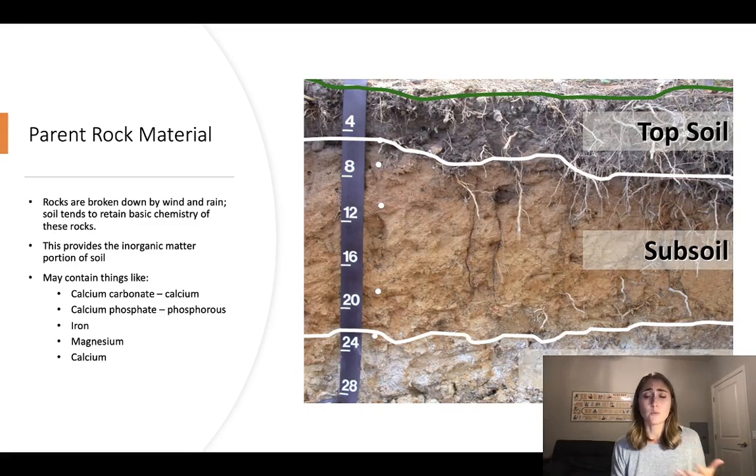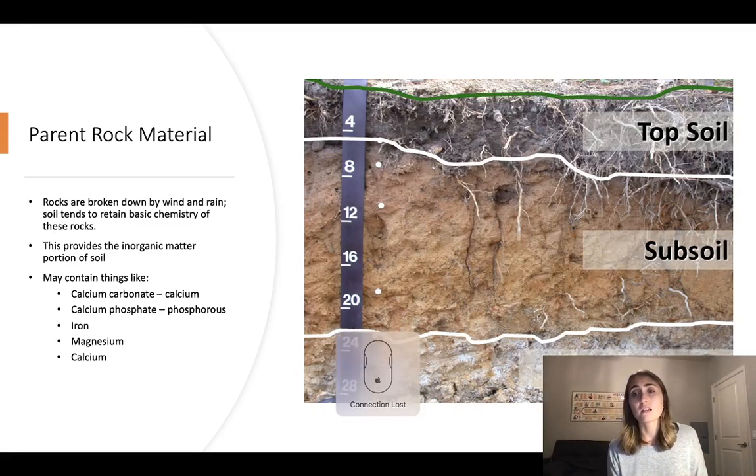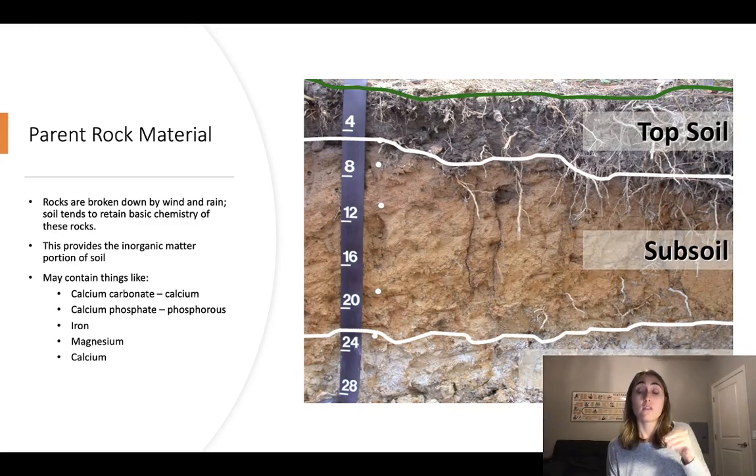So parent rock material, we already said, is that original rock that gets broken down by either physical or chemical weathering or erosion, and it provides the inorganic portion of soil. Remember, soil is composed of both organic and inorganic components, and the inorganic components come from this parent rock material. Now, depending on the parent rock material that you start with, that's going to dictate the type of nutrients that are found within the soil. So certain types of rock will contain more of certain types of minerals than other things.